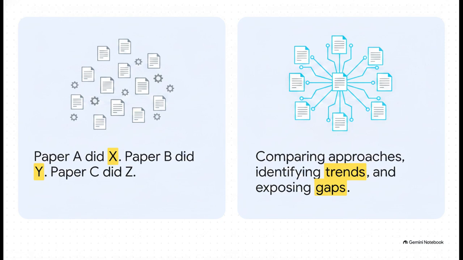The summary approach literally traps you into just listing facts. Paper A did X. Paper B did Y. Paper C did Z. If your draft reads like that, sequentially summarizing one thing after another, you're stuck in the summary trap. A true synthesis, on the other hand, does something entirely different. It compares approaches, it spots trends, and it exposes gaps.